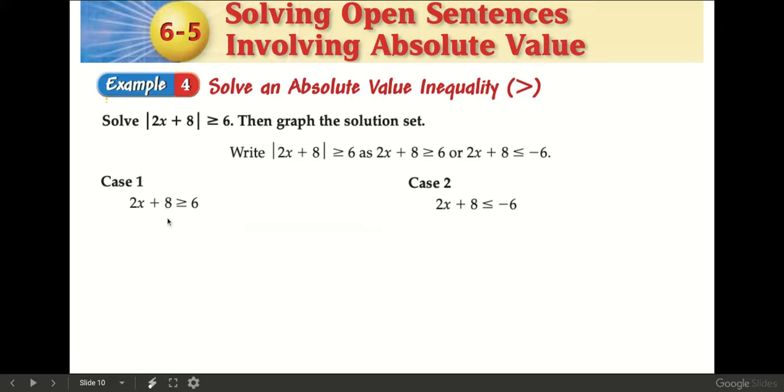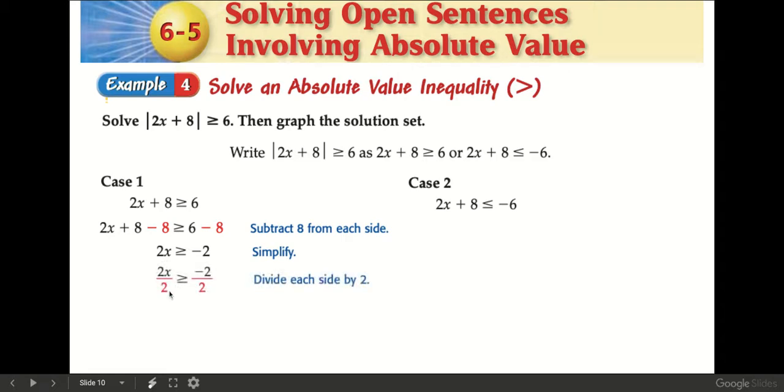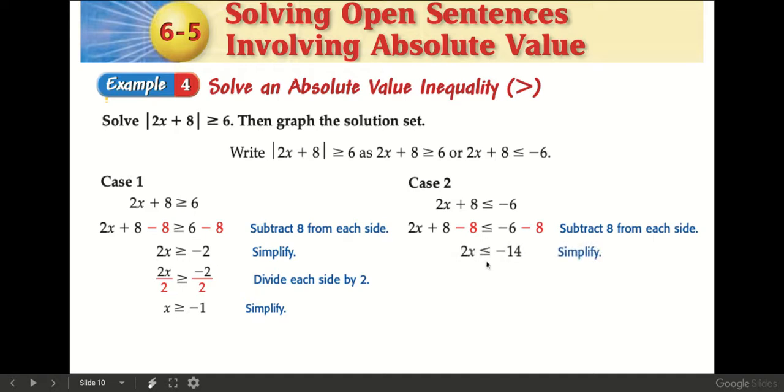Now let's solve. In this one, I'm going to subtract 8 from each side, and that leaves me with 2x is greater than or equal to -2. Divide both sides by 2, and I get x is greater than or equal to -1. Now let's solve case number 2. Again, subtracting 8 from both sides, I get 2x is less than or equal to -14. Divide both sides by 2, and I get x is less than or equal to -7.